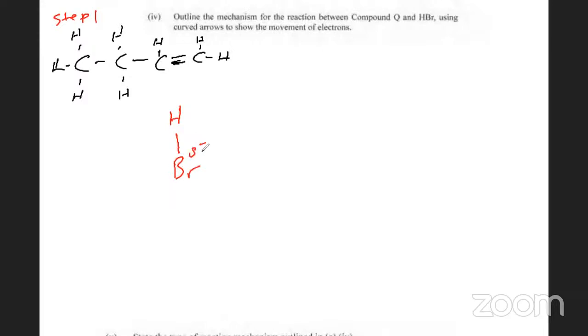I'm going to use 1-butene. All right, so this is step one. Let's put it here, step one. First thing, HBr is a polar molecule. Remember, the bromine is much more electronegative than hydrogen. Because it is much more electronegative, the electrons are closer to bromine, so it will have a slightly negative charge, and the hydrogen will have a slightly positive charge.